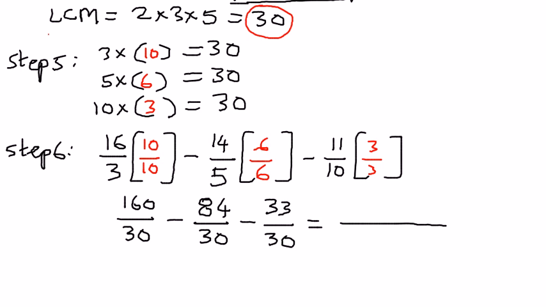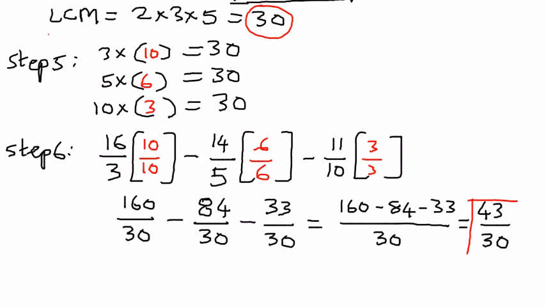Therefore when the denominators are the same, we're going to write the denominator once, and then we're going to combine the numerator parts. We have 160 for the first fraction, minus 84 for the second fraction, minus 33 for the third fraction. So 160 minus 84 minus 33 is going to leave us with 43 divided by 30. So 43 divided by 30 is the simplified form of this fraction.